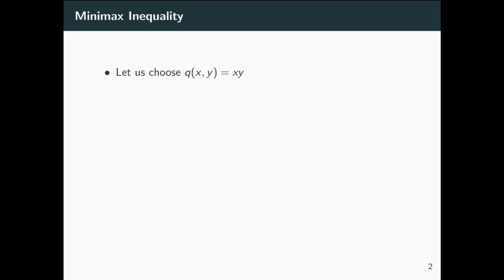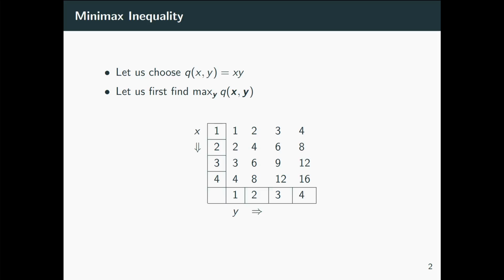So let's choose a really simple function, q of x y equal to x y, and first let us try to find out how we can maximize this function over the variable y. If you maximize this function over the variable y, this would become a function of the variable x only. It will not remain a function of y any longer. So let's take a few values of this function q of x y in a tabular format. I'm going to talk only about a discrete set of values for now, but the principles will be general.